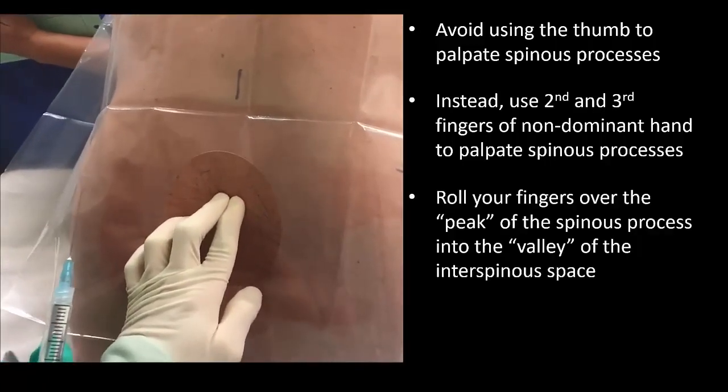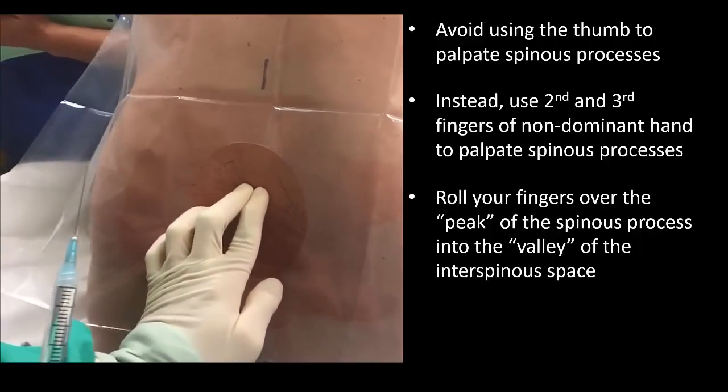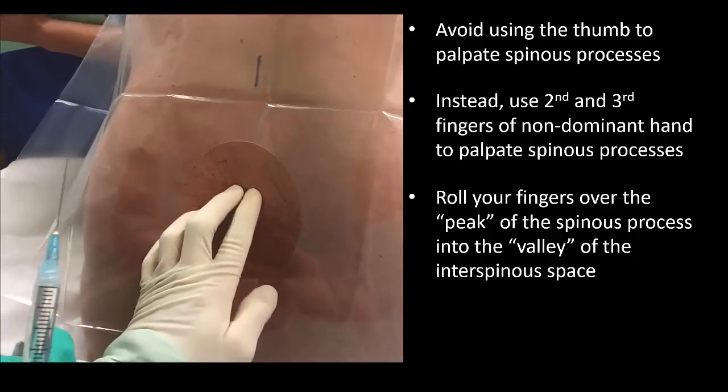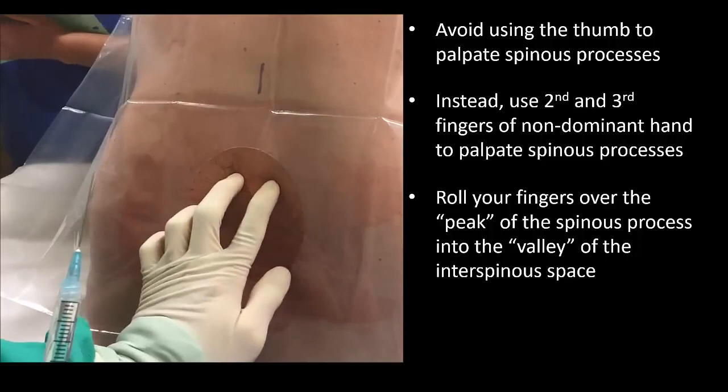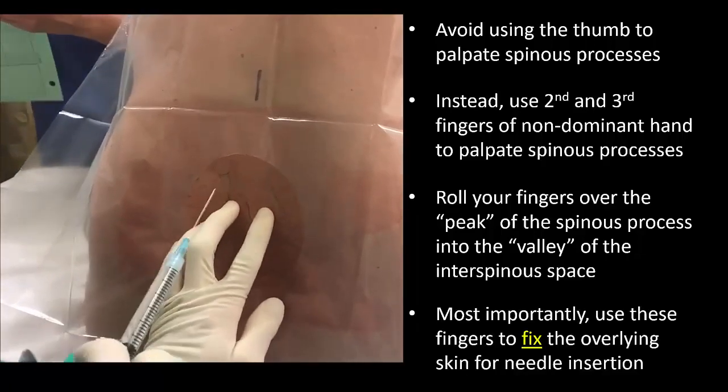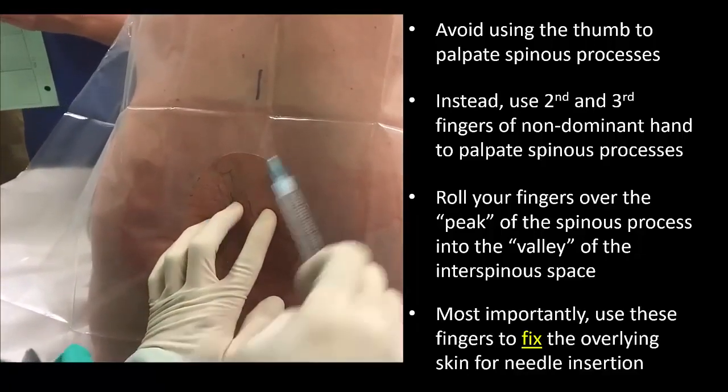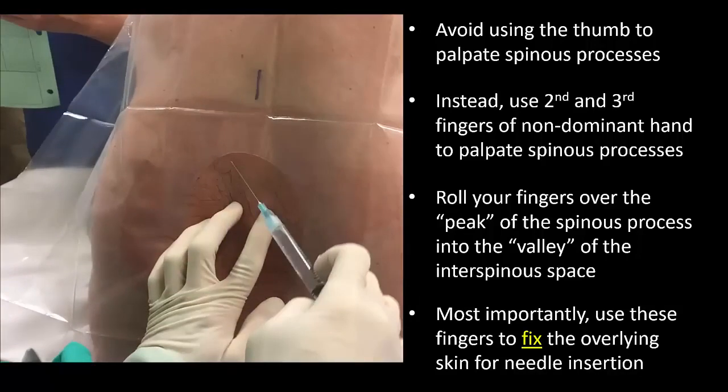And the interspinous space can be easily located by rolling our fingertips over the raised peak of the spinous process and down into the dip or valley between spinous processes. Most importantly, once we have found the space, we spread our fingers slightly to fix the skin overlying the actual target for an accurate needle insertion.